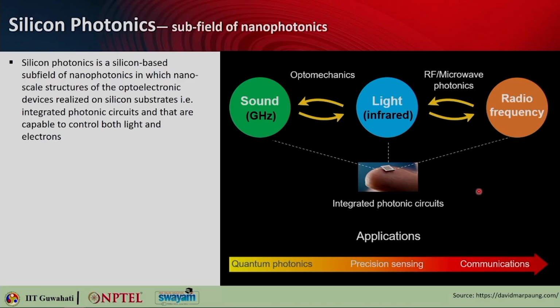This is again a subfield of nanophotonics, but here you want to do all the nanophotonic functionalities on a silicon platform so that you can use the semiconductor foundries to make your devices. So here the material choice is kind of limited. We are not talking about any material other than silicon or CMOS foundry compatible materials. So silicon photonics is basically a silicon based subfield of nanophotonics in which the nanoscale structures of the optoelectronic devices are realized on silicon substrates.